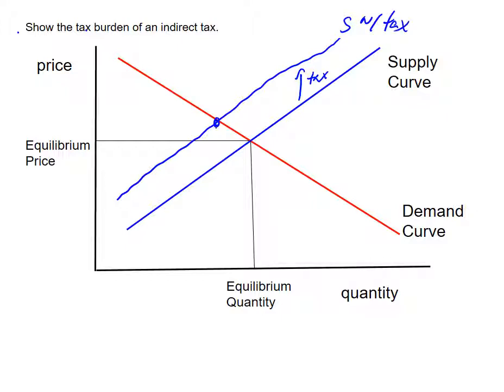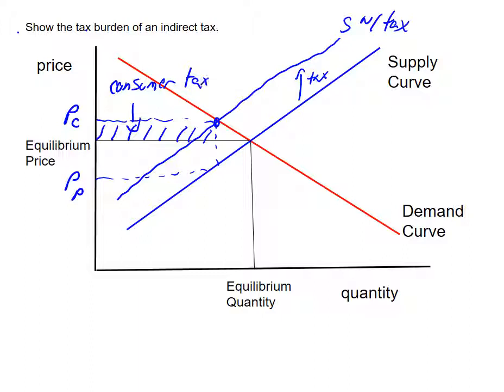Let's create that rectangular box. Price producers receive, price consumers pay. So this top one here is the consumer tax burden. And the one below will be the producer tax burden.